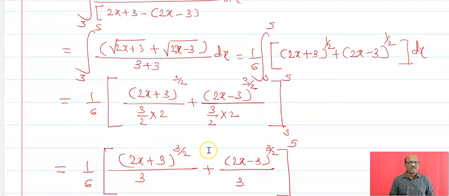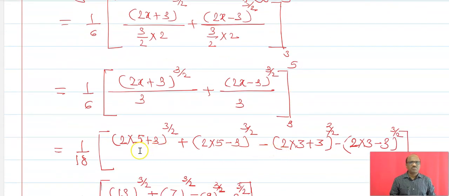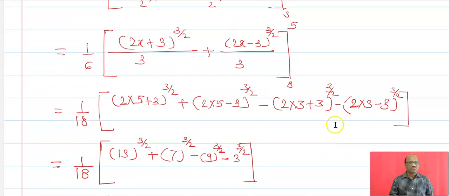Here the 2 gets cancelled, and you will get 1 by 6 in bracket 2x plus 3 raised to 3 by 2 upon 3 plus 2x minus 3 raised to 3 by 2 upon 3. Upper limit is 5, lower limit is 3. Substitute upper limit and lower limit, and at the same time take the 3 as common. That is 1 by 6 into 1 by 3, that is 1 by 18. Substitute, replace x by 5: 2 into 5 plus 3 raised to 3 by 2 plus 2 into 5 minus 3 raised to 3 by 2, minus 2 into 3 plus 3 raised to 3 by 2 plus 2 into 3 minus 3 raised to 3 by 2.